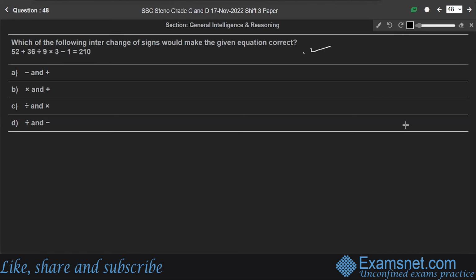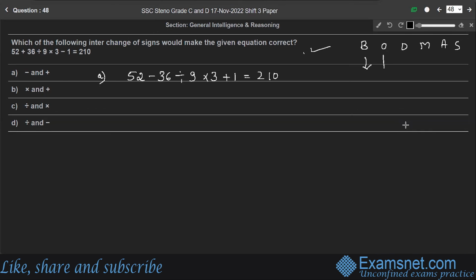Question 48. Which of the following interchange of signs would make the given equation correct? To balance the equation, which two signs should be interchanged? According to option A, interchange subtraction and addition signs. So the given equation becomes 52 minus 36 divided by 9 into 3 minus 1 becomes plus 1, which should be equal to 210. Let us check. To solve this, let us follow the BODMAS rule, according to which if there is any bracket, that part should be solved first.